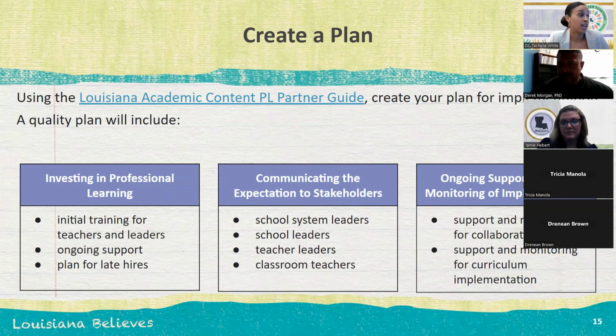Also, if anybody would like to share out what they do have planned, or if there was anything that I mentioned today that stuck out for you that maybe you didn't have a plan for, but now you're thinking about, please unmute and you can share.